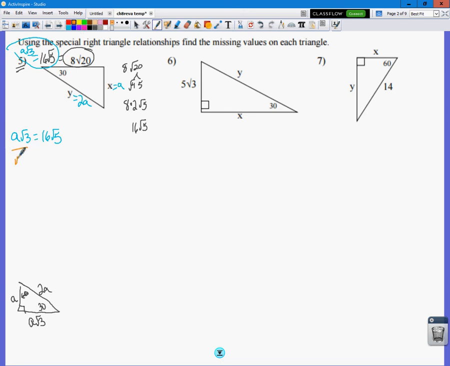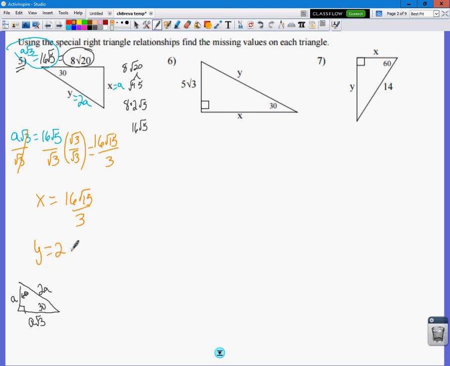To get A by itself, I'm going to divide by the square root of 3. We cannot leave a radical in the denominator, so I multiply both the numerator and denominator by the square root of 3 to rationalize it. This gives me 16 square roots of 15, and the square root of 3 times the square root of 3 is 3. This is my A value, so x is 16 square roots of 15 over 3.